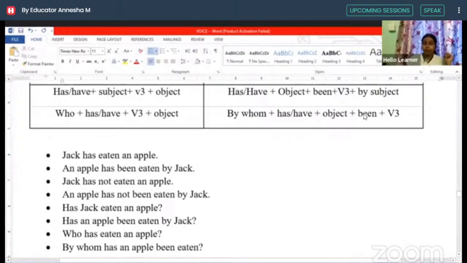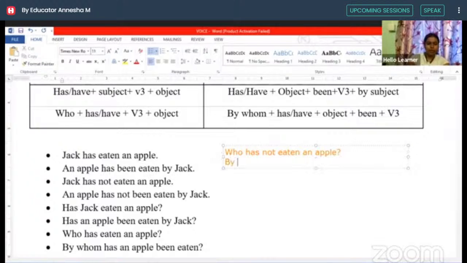Then I have a question. Yes, Z. If we change the sentence into negative, who has not eaten an apple, then the not is before been. Absolutely correct. You can definitely do that. Who has not eaten an apple? By whom has an apple not been eaten? By whom has an apple not been eaten?